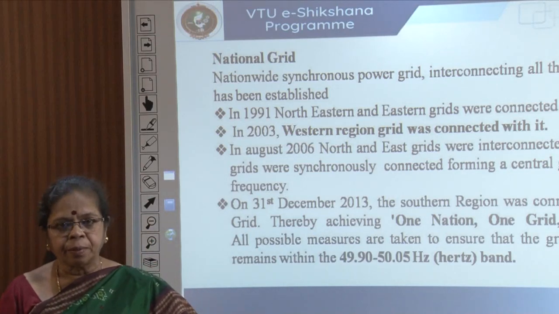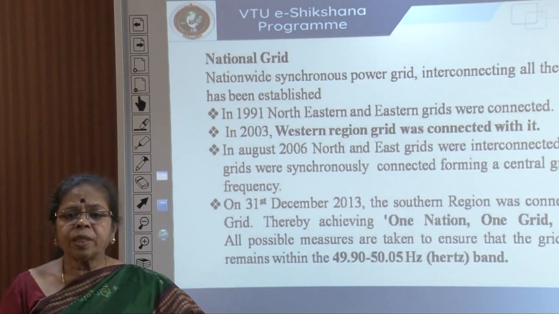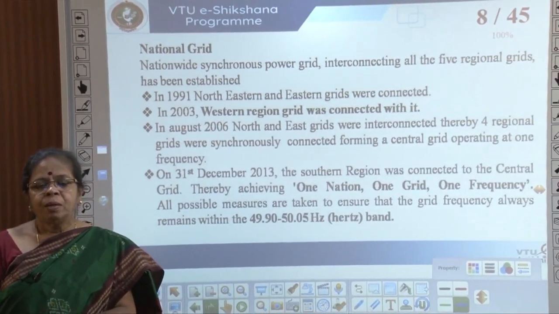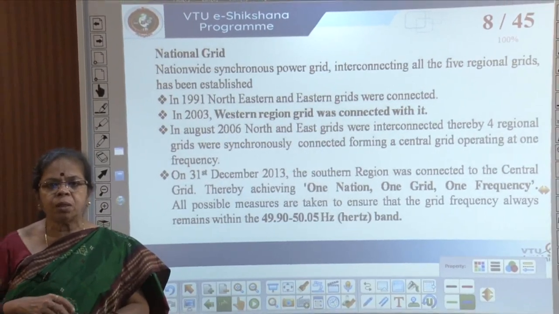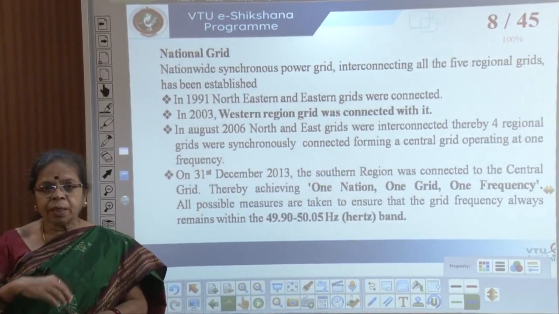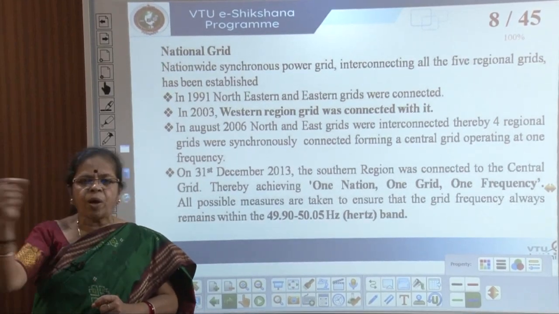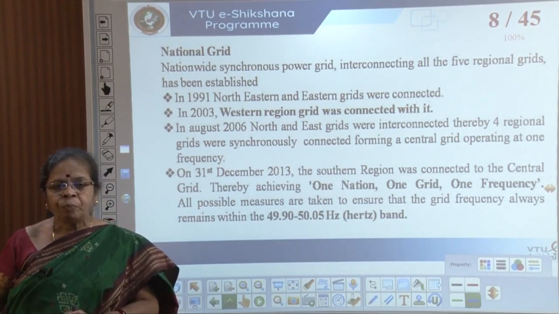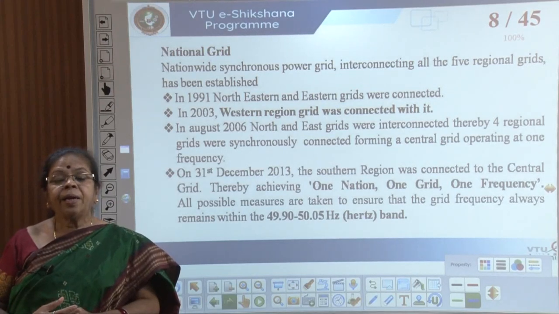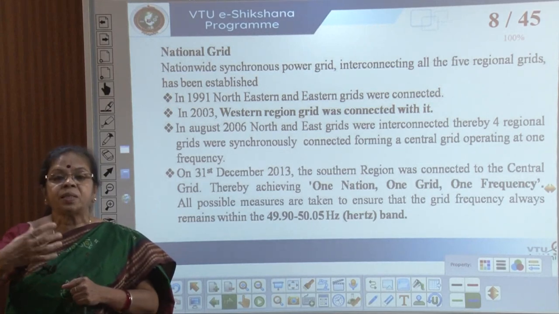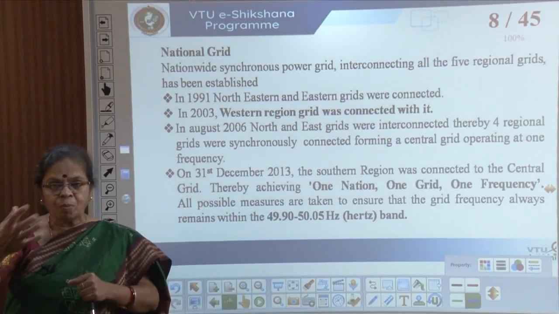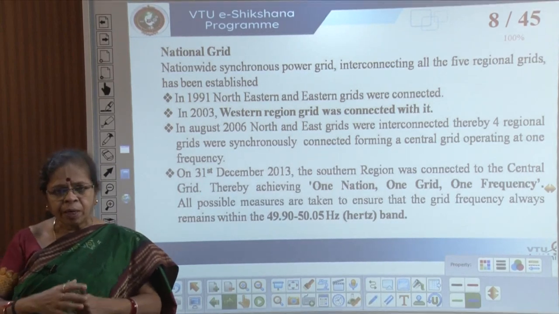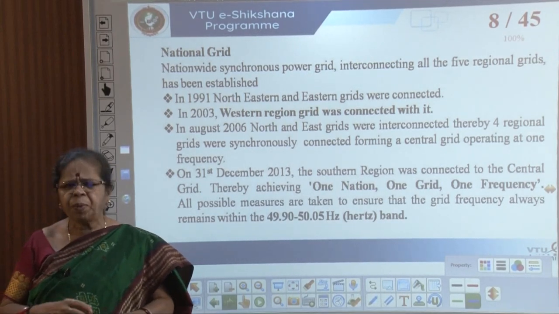And we have one national grid. What is the national grid? So the national synchronous power grid interconnects all the five regional grids. It did not happen suddenly. Nowhere in the world did large grids come up suddenly. Because I told you, the formation of the grid is not just about drawing a transmission line or a distribution line from one end to the other end. It's all about protection, about sensing faults, and it is about the ability to run in synchronism, ability to exchange large amounts of power, regulations, so many aspects come. So all over the world, if you study the grid growth, it would have grown gradually. And the same thing happened in India.